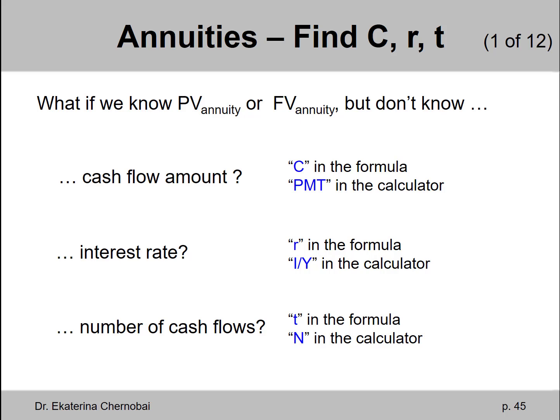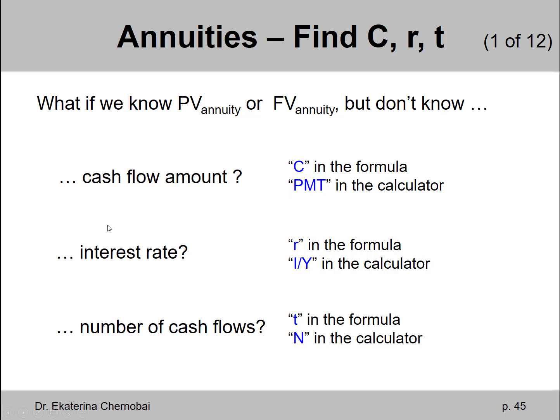Now we will look at our next topic in chapter 6. What if we know the annuity value, either the present value or the future value, but instead what we don't know is, for example, the cash flow amount, the repeating dollar amount. That's C in the annuity formula or PMT button in the financial calculator.